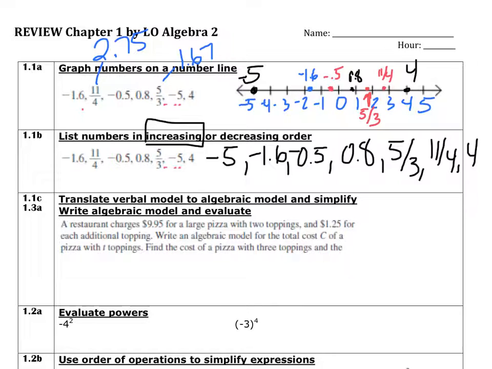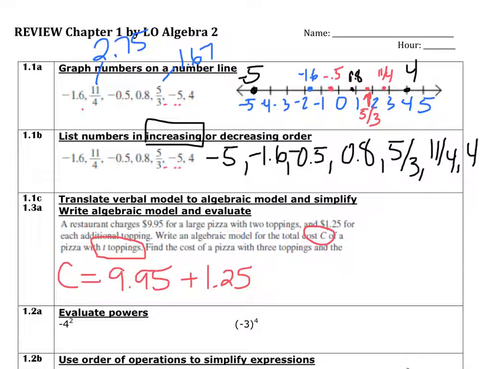So to set that up, they first want us to find the total cost of C. So we'll say that C equals. And we want to have for T number of toppings on the pizza. So the cost of the pizza is going to be made up of 2 things. First is $9.95 for the initial cost. And that one actually comes with 2 toppings on it. And then for every topping above 2 toppings, it's $1.25. So let's add to that $1.25.